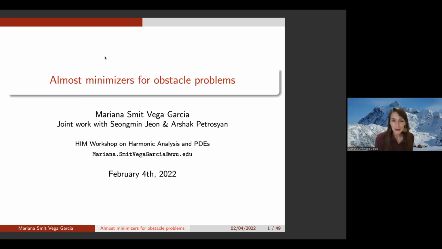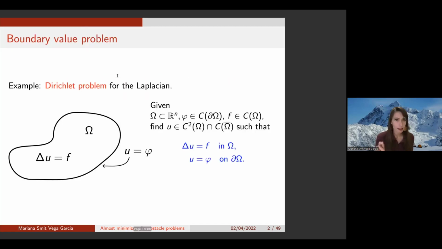So before I get into these almost minimizers for the specific obstacle problem I want to describe, I'm going to talk to you a little bit about what motivates that problem, or where it comes from, something that some might be more familiar with. So let's make sure I can move my slides.